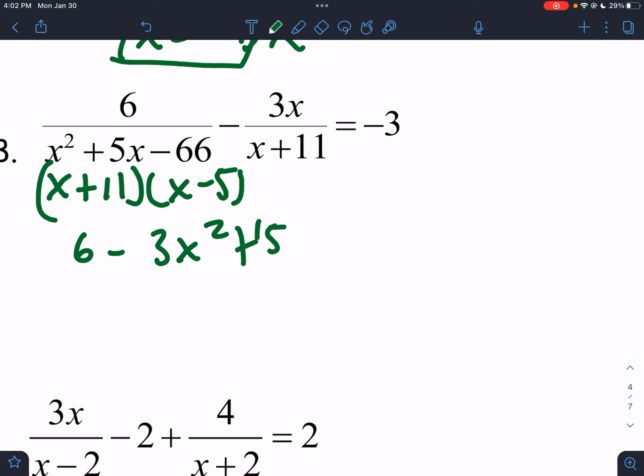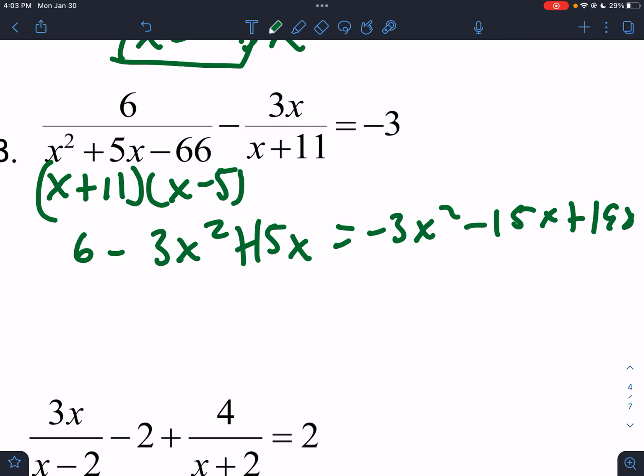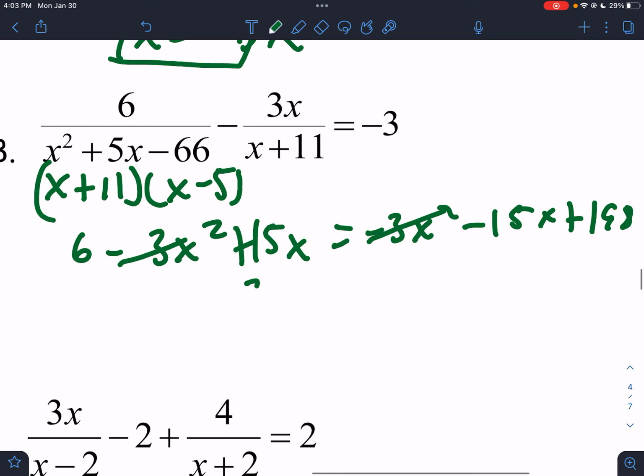Not going to make the same mistake again. And then, I'm going to distribute there. That'd be negative 3x squared minus 15x plus, 66 times 3 is 180 plus 18 be 198. So the negative 3x squareds cancel out. That's nice. This would be 30x. And then minus the 6 be 192.